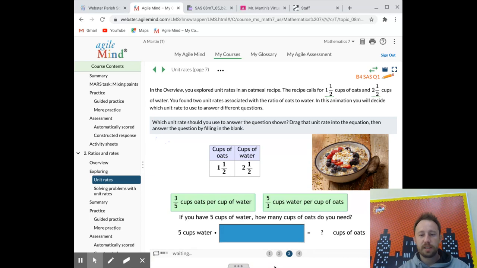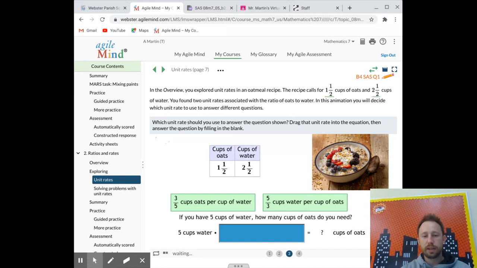All right. Uh-oh, so this looks a little different. Look at this one. I want you to read this for us. The part with the red circle over it. If you have 5 cups of water, how many cups of oats do you need? 5 cups water and blank cups of oats. Okay, so what are we going to do to determine how many cups of oats we would need?